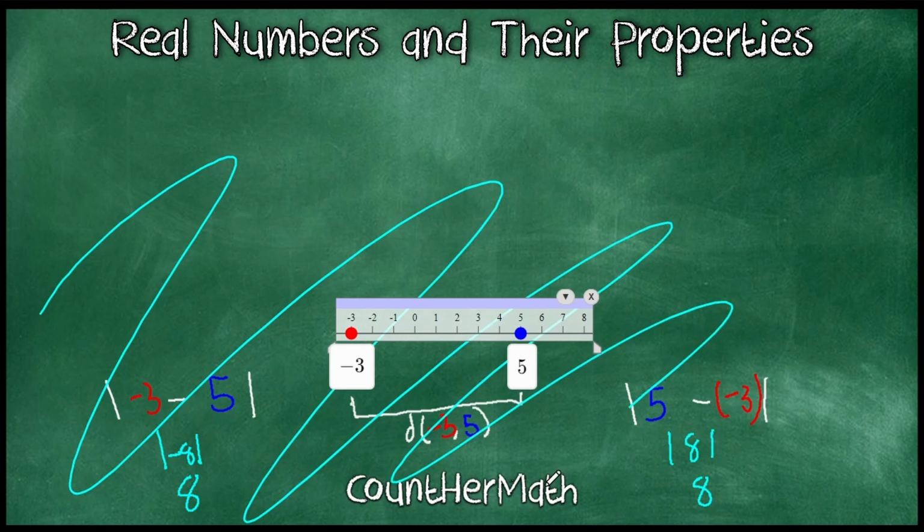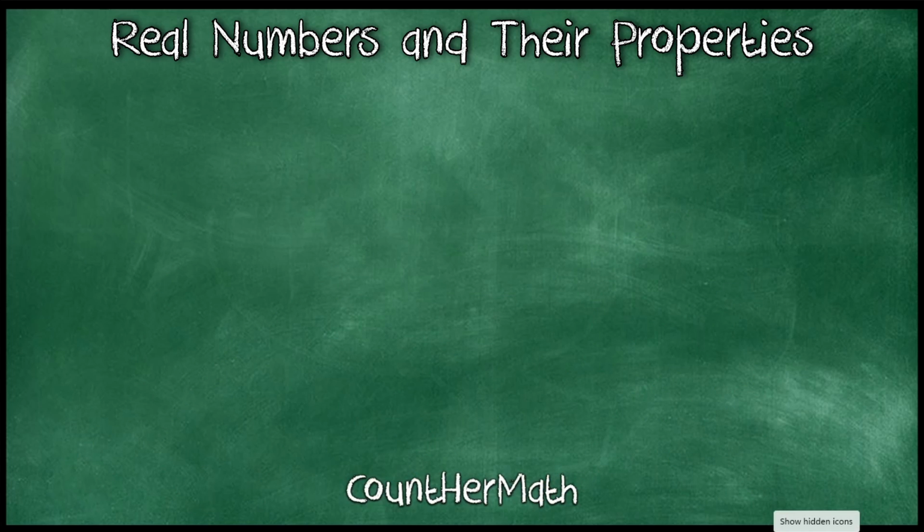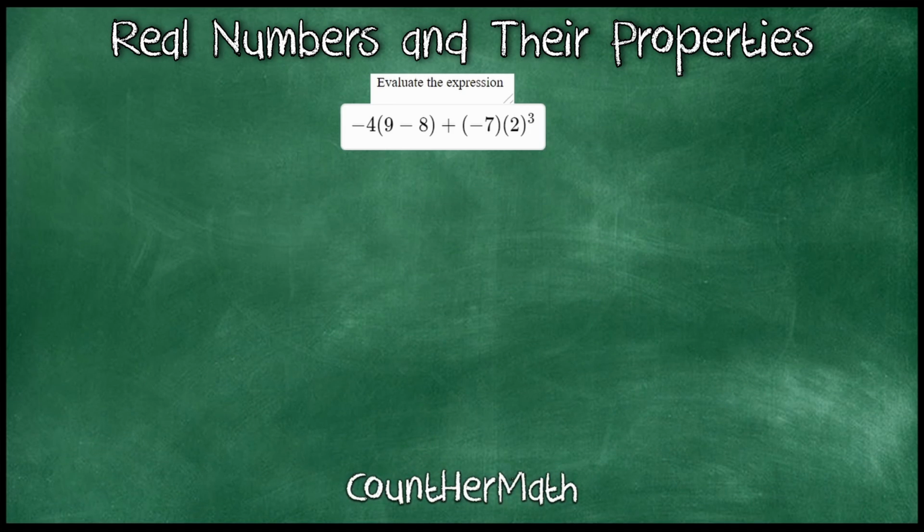And that covers all the concepts in this section, so now let's look at some practice questions. Our first question says to evaluate this expression, -4 times (9 minus 8) plus -7 times 2 to the third power. We need to keep our order of operations in mind.